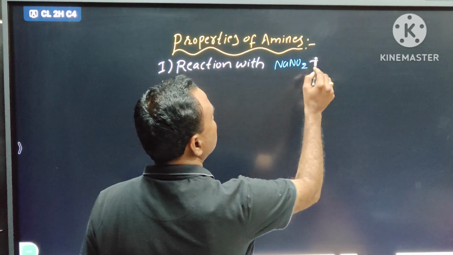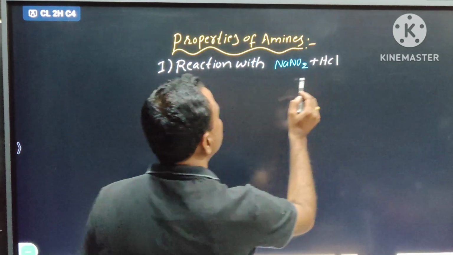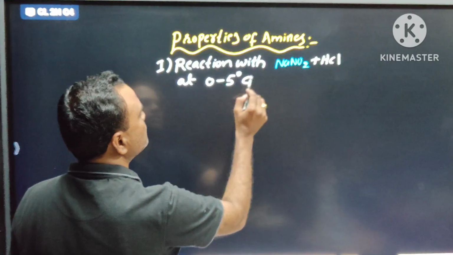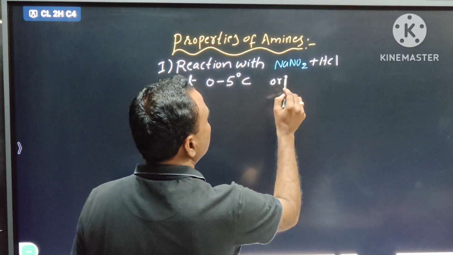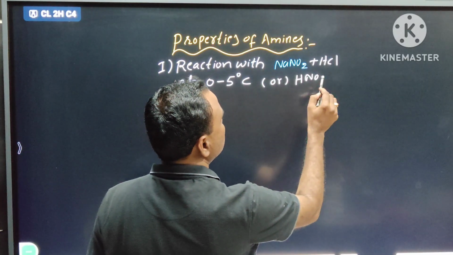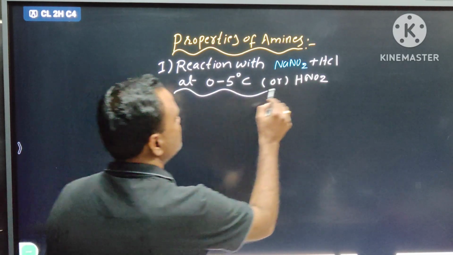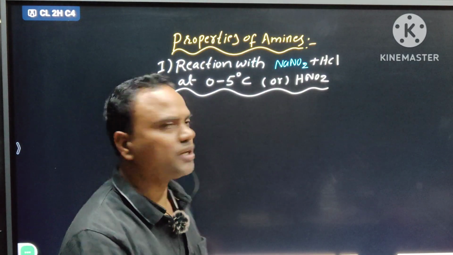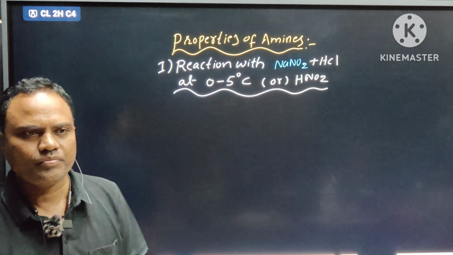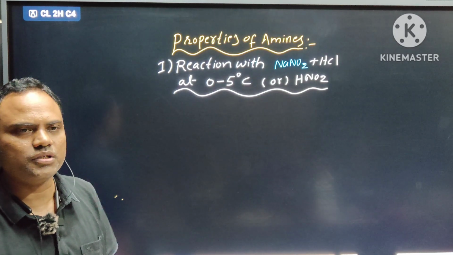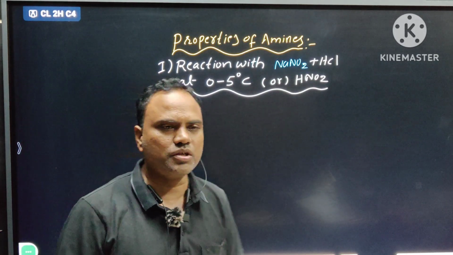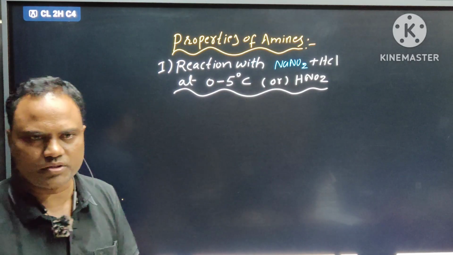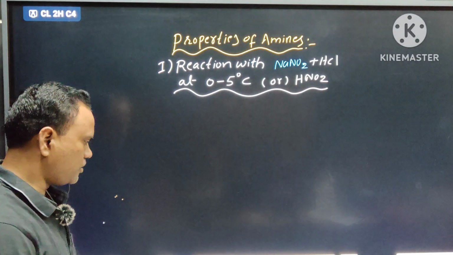NaNO2 plus HCl at 0 to 5 degrees centigrade, or HNO2, nitrous acid, both are same. Reaction with NaNO2, sodium nitrite plus HCl at 0 to 5 degrees centigrade, or HNO2. I gave this property for aniline, but it applies to aliphatic, all types of amines. Clear? Right. Observe this chart carefully.